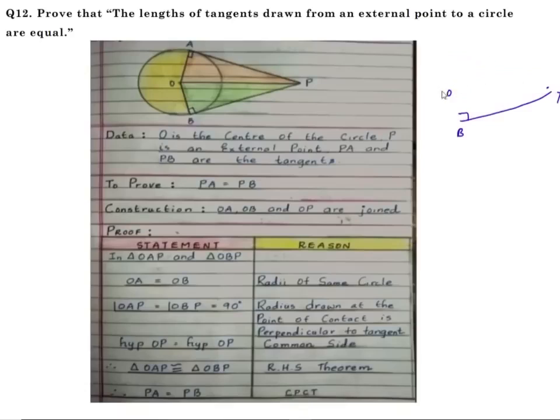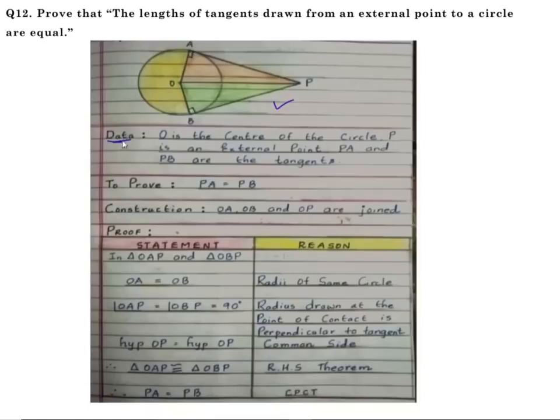So what is the first step? The first step is to draw the figure. What is the figure? Draw a circle, an external point, and join the ends of the radius. What do you get? We get this figure. Now what do you need to do?